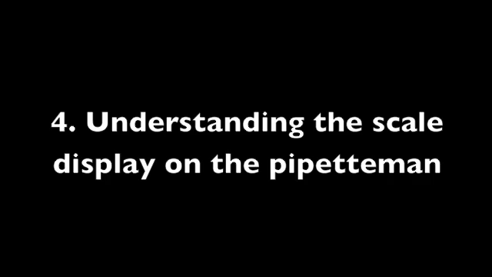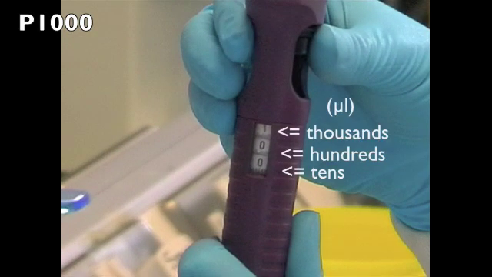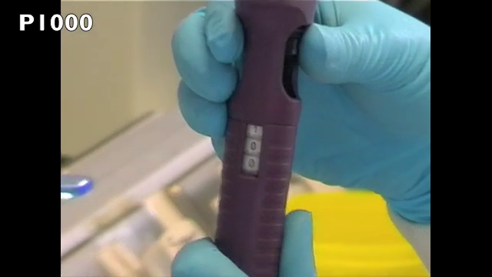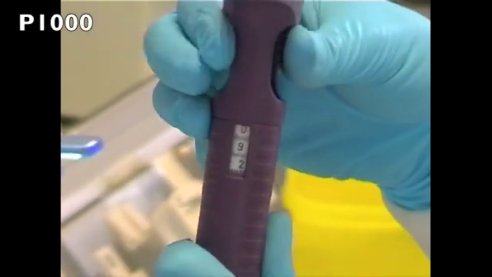Understanding the scale display on the pipetman is essential to accurate pipetting. On the P1000, the first number displayed, which is red, represents thousands of microliters, the second number represents hundreds of microliters, and the third number, tens of microliters. The maximum capacity of the P1000 is 1000 microliters, and this should not be exceeded as it will damage the pipette and can result in inaccuracy for other users. The capacity of the pipette is changed by rotating the volume adjustment knob.